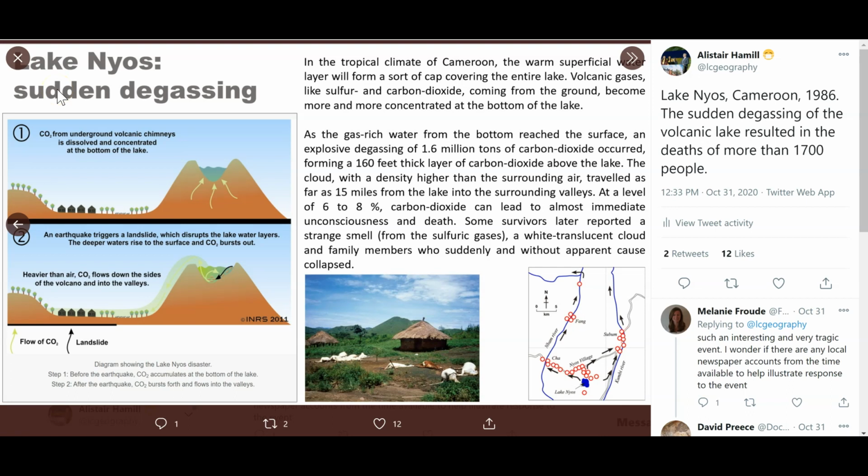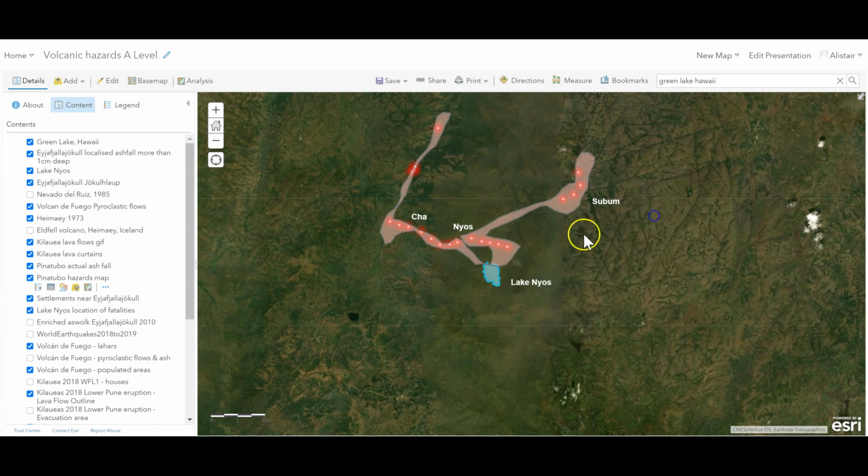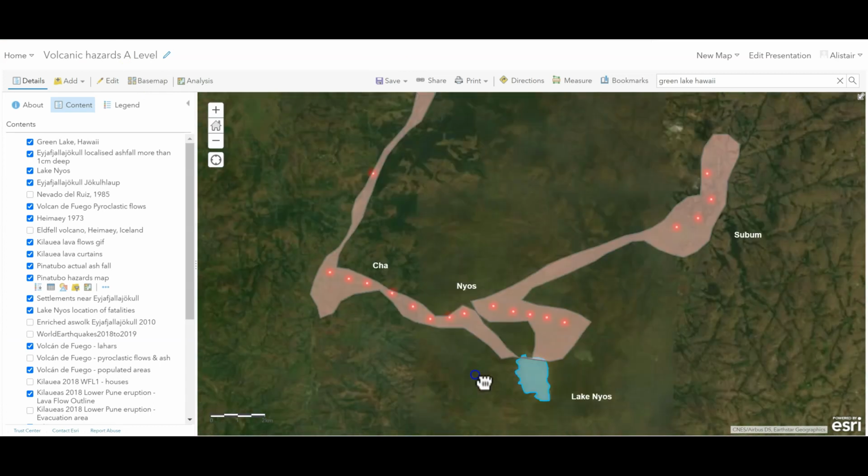Something in the region of 1,700 people are thought to have lost their lives here, and over 8,300 livestock were killed by this as it just came down and wiped out so much of the life. Now, if you take a look here, you'll see something of the pattern that it followed. Again, there's a very definite pattern to these things.